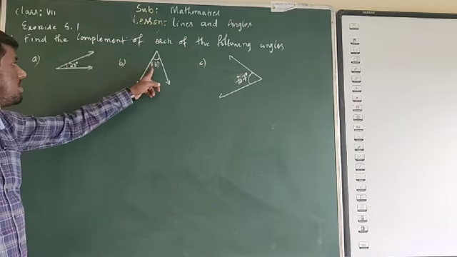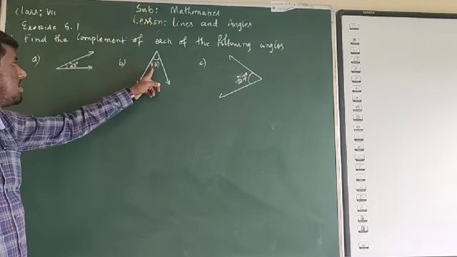If I want to call an angle the complement of this, then the sum of those two angles must be equal to how much? 90 degrees. The sum of those two angles must be 90 degrees. So I have 20 degrees. In order to complement this, from which value do I need to subtract? I should subtract this value from 90. 90 minus 20 is equal to 70 degrees.